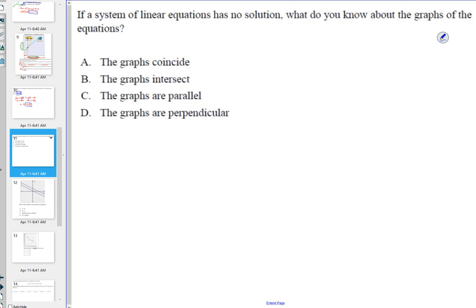If a system of linear equations has no solution, what do you know about the graphs of the equation? All right, there's no work here, there's just knowing it. When you have no solution on a system of linear equations, what does that mean? No solution means no intersection. No intersection means parallel.